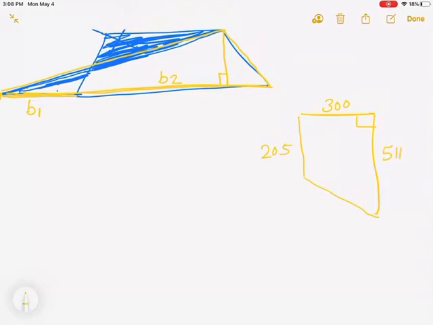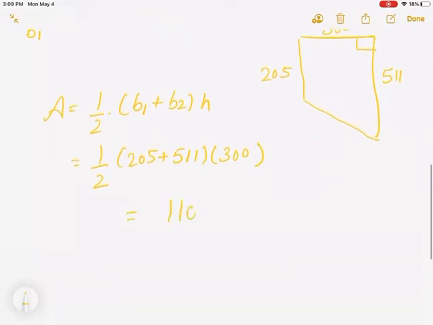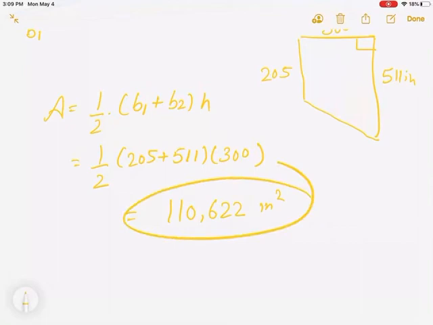I know it's a trapezoid, so the area equation is going to be 1/2. You take base 1, add it to base 2, and the height. So 1/2, base 1 is 205, and it doesn't matter how you put it, you can put 511 first, times 300 if you put everything together. Your answer would be 110,622. Let's say inches, so I would say inches squared. That's how we find area for a trapezoid.